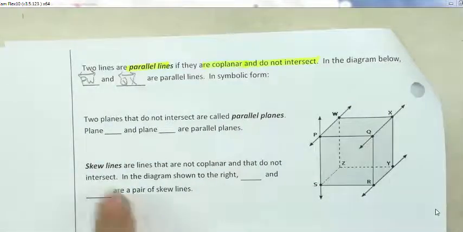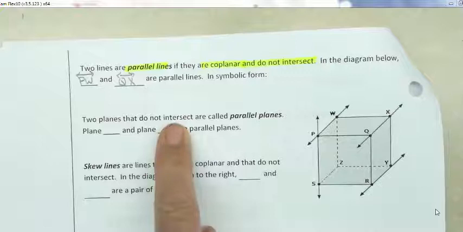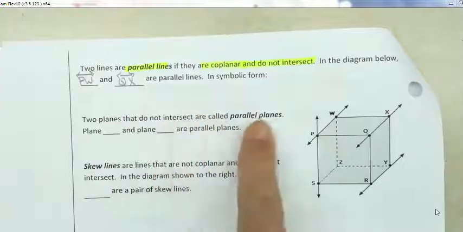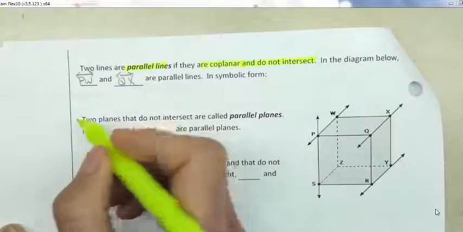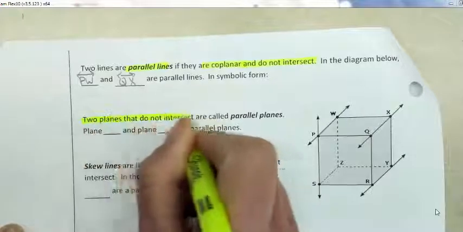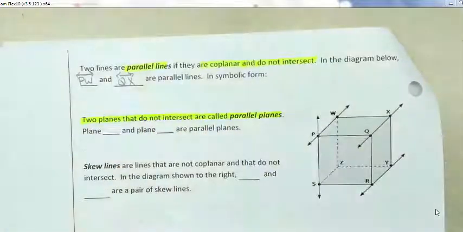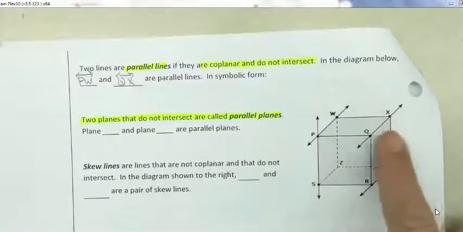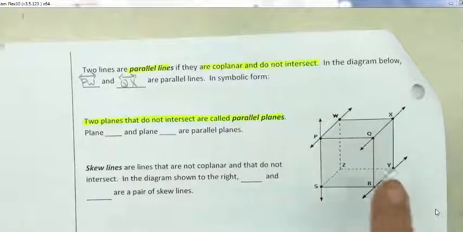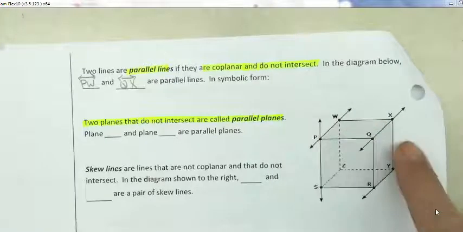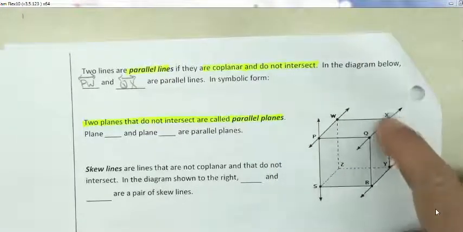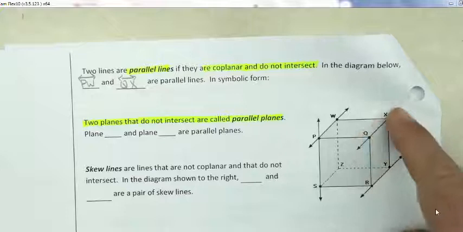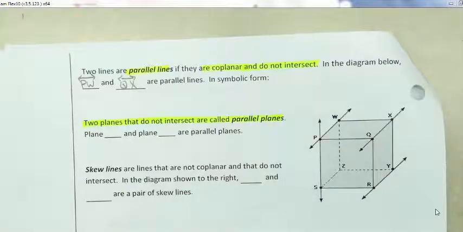Okay, now what about planes that do not intersect? So planes that don't intersect are called parallel planes. So two planes that don't intersect, parallel planes. So we're looking for two planes that never touch. So if I think about planes again, like the sides of this cube, this top plane and side plane, well, they intersect at line QX. I'm looking for two planes that will never intersect.